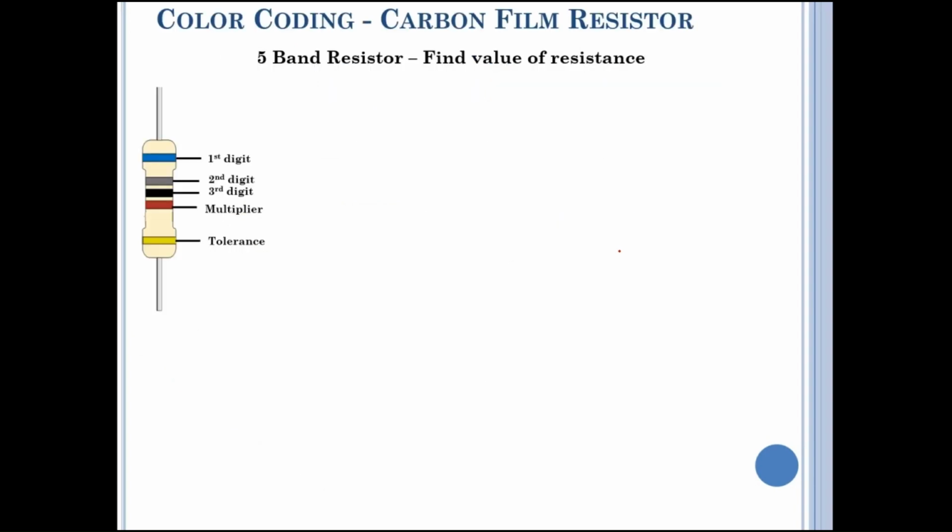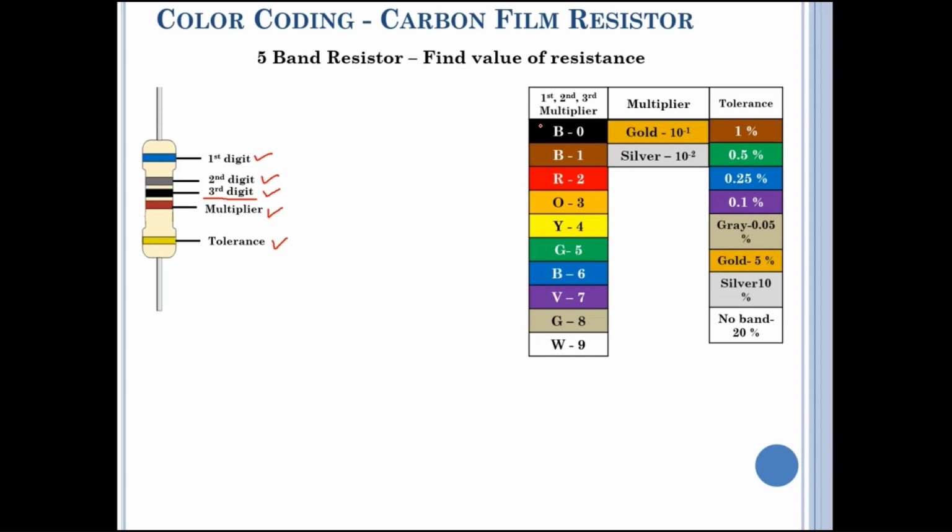So let us focus now on 5-band resistor color coding. Now what is added here is the third digit. First band, second band, then fourth and fifth. These are the same, but in between the third band is additionally added, which represents the third digit of the resistor value. Now what we require first is the color coding sequence.